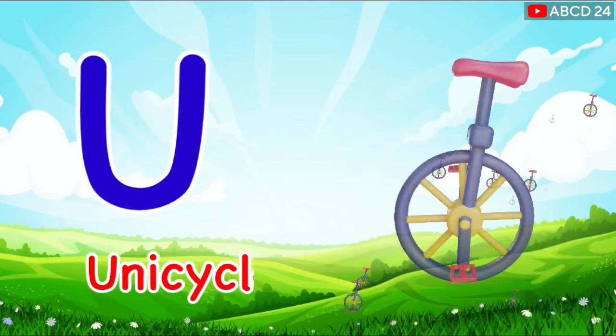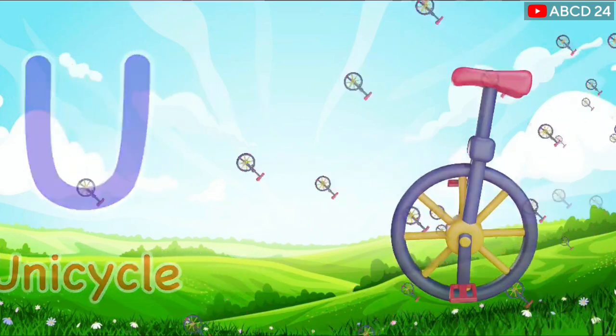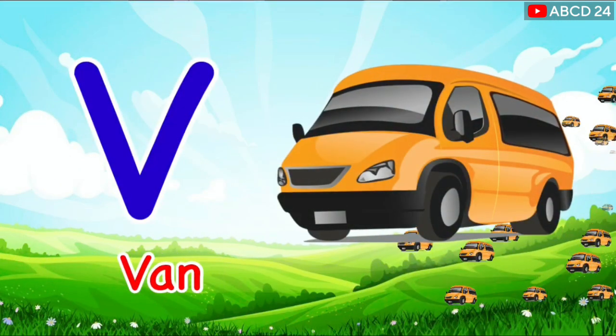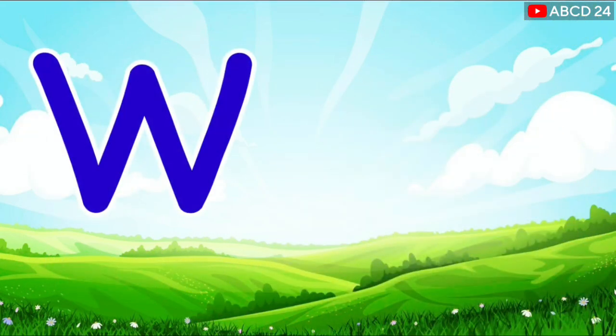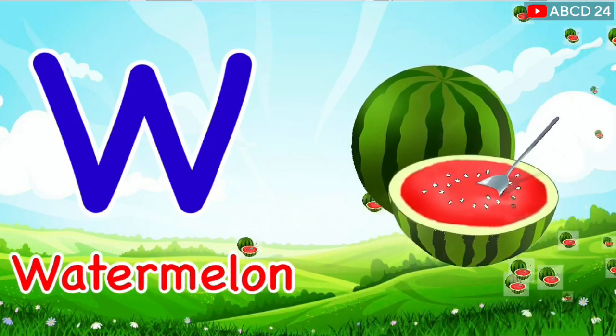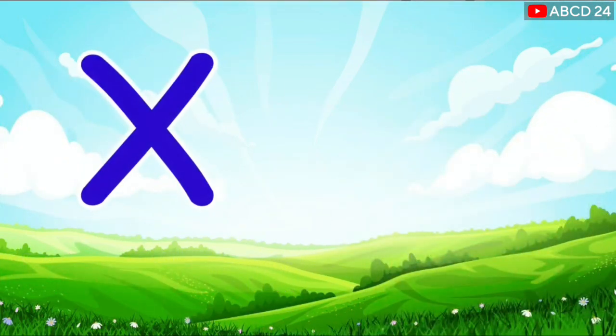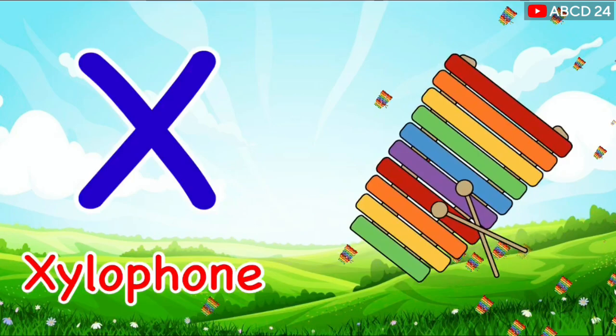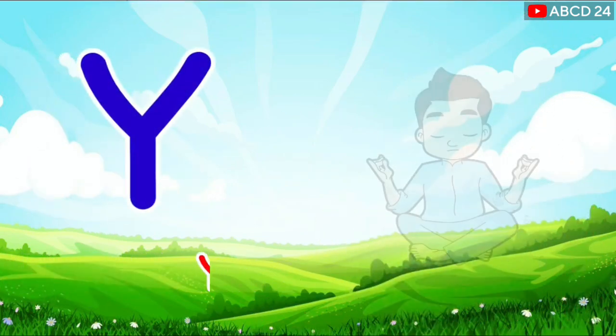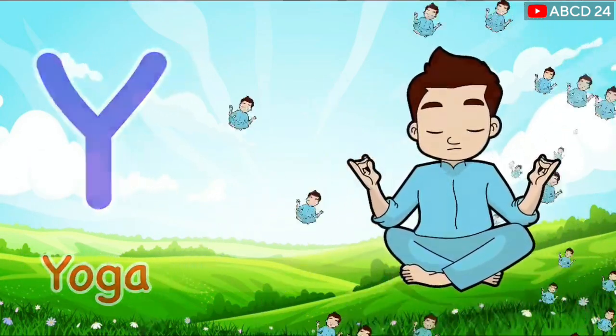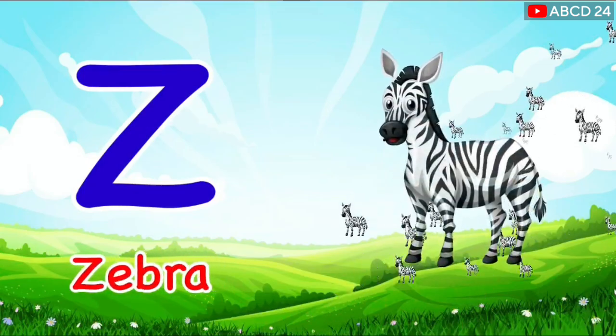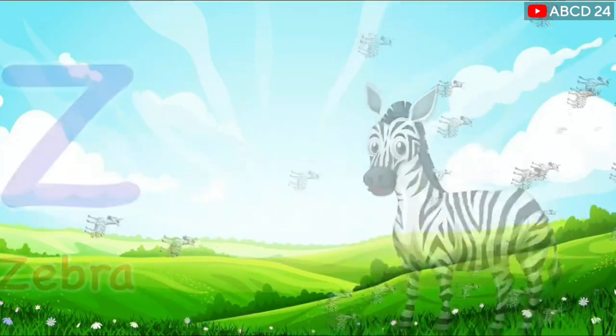U for unicycle. V for van. W for watermelon. X for xylophone. Y for yoga. Z for zebra.